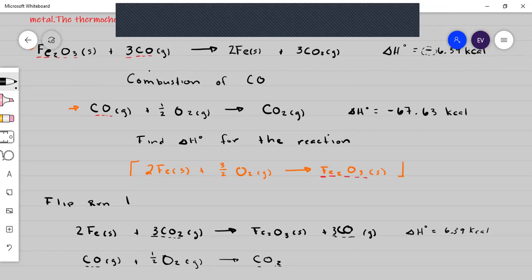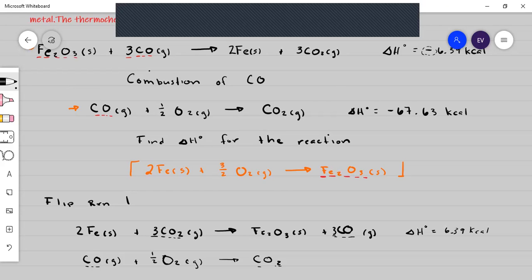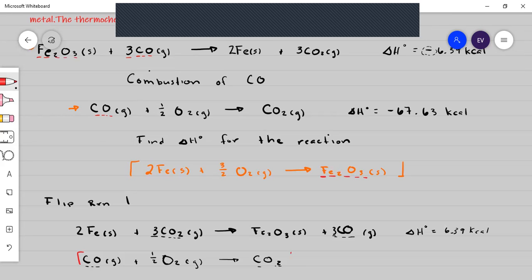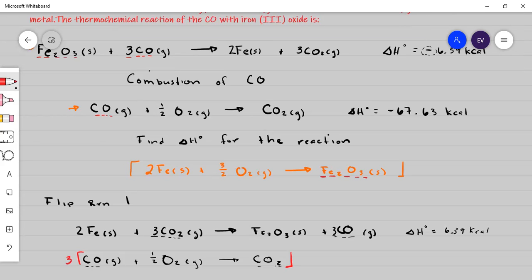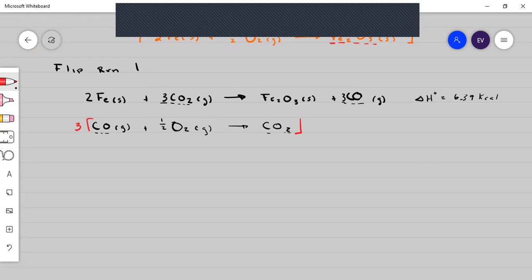The problem is that we can't cancel these because there's not enough moles on the bottom, right? So what I'm going to do then is go ahead and multiply the whole reaction times 3. Okay. When I do that, I'm going to rewrite this here. By doing that, I get a whole new set of reactions, right?